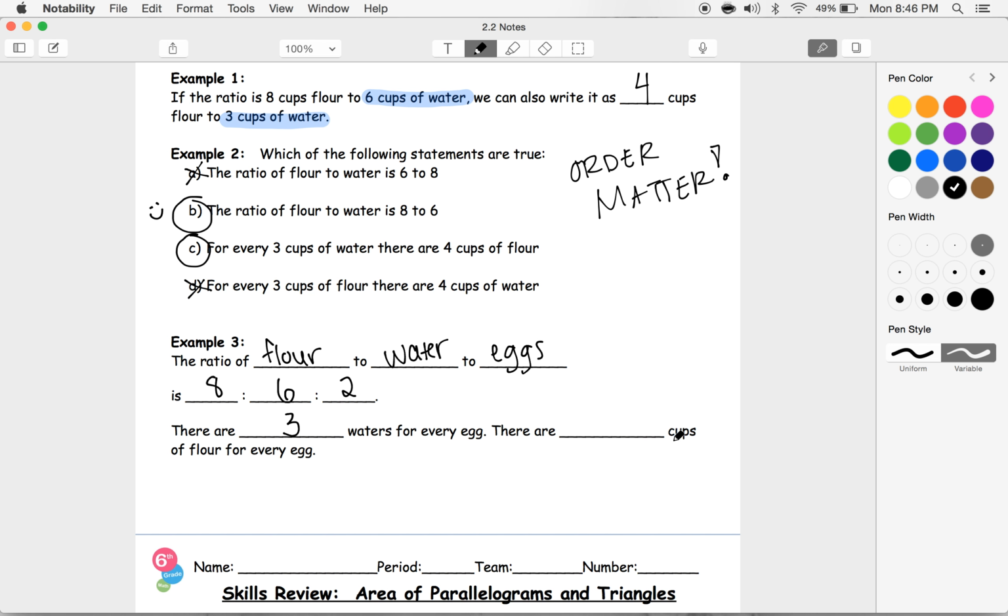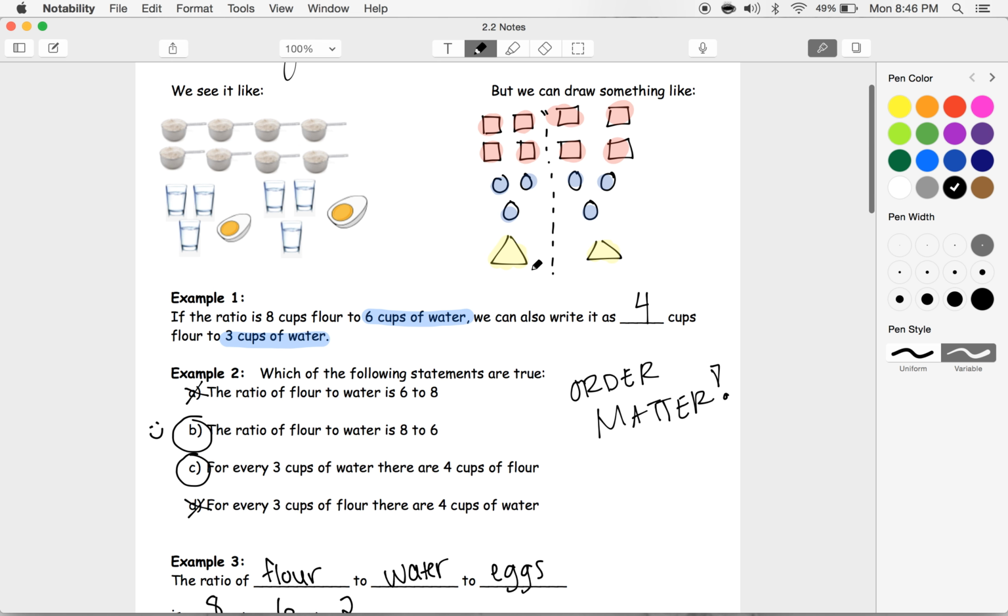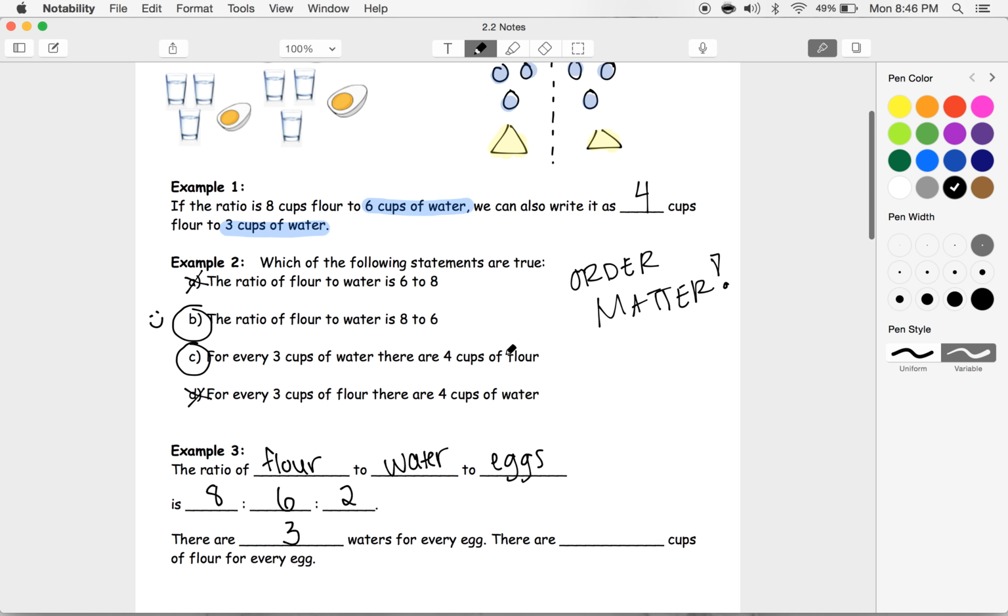There are blank cups of flour for every egg. So same thing. When I have 1 egg, I have 4 cups of flour.